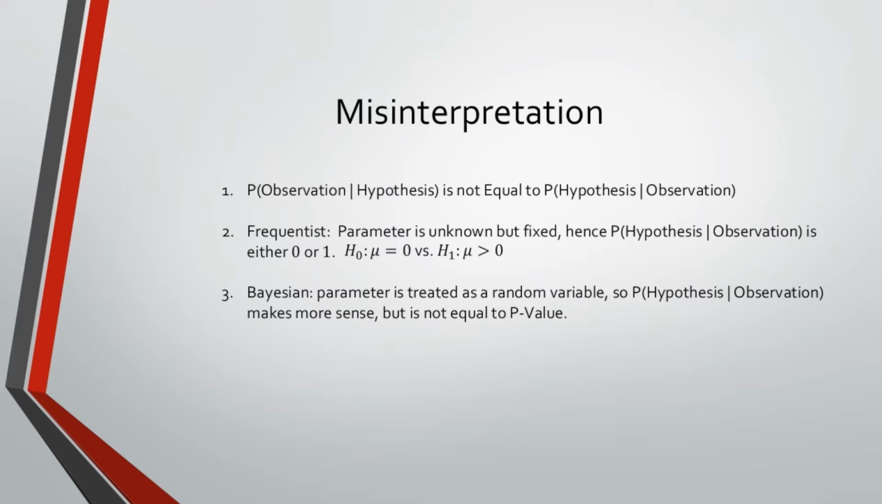So this means when we talk about the p-value, we're saying, assume the null hypothesis is true first, then talk about the probability of the data, not the other way around.